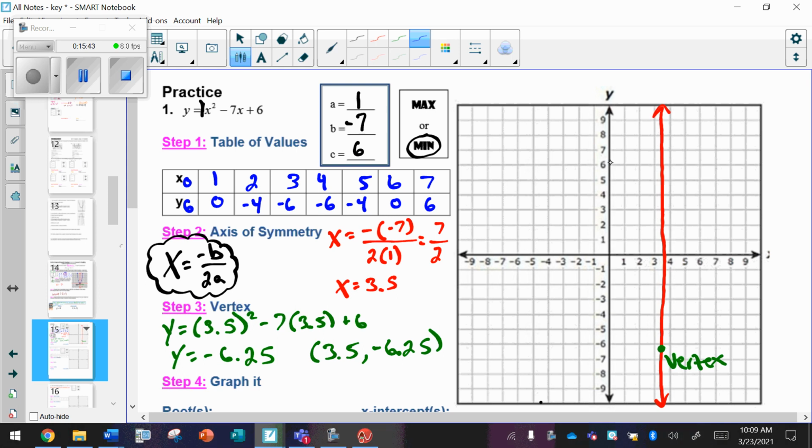All right, so 0, 6, 1, 0, 2, -4, 3, -6, our vertex, 4, -6, 5, -4, 6, 0, and 7, 6. So again, as we graph this, we're trying to make it look like a nice smooth U-shaped curve.